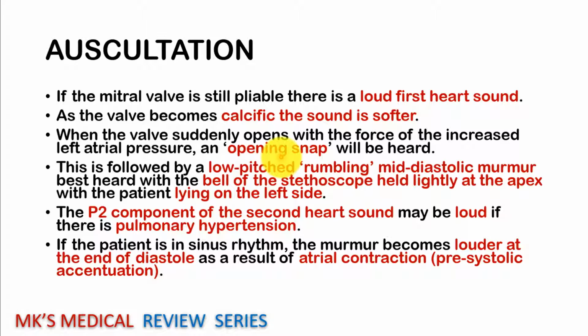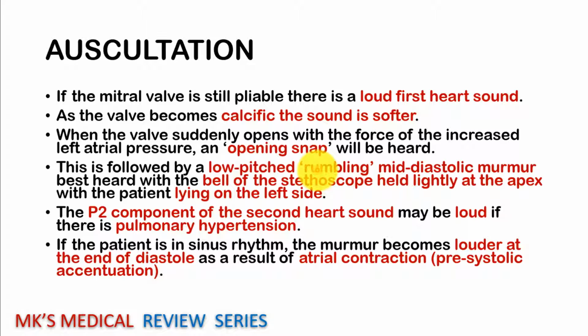And then, of course, because this heart is filling in diastole, you're going to get a sound that you're hearing now during diastole between S2 and S1. So you're going to be getting a diastolic murmur, which is obviously a low-pitched rumbling mid-diastolic murmur. And of course, you're going to hear this best with the bell of your stethoscope that is held lightly at the apex of the heart with the patient laying on the side.